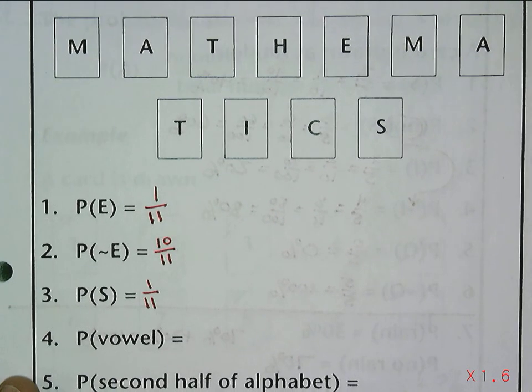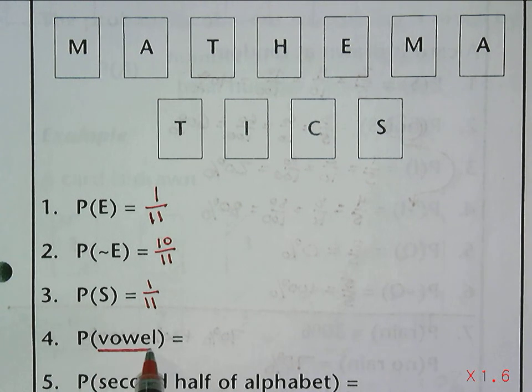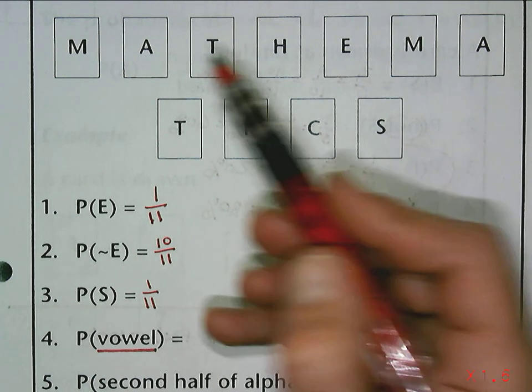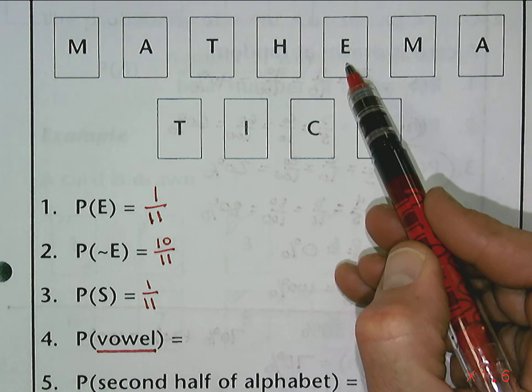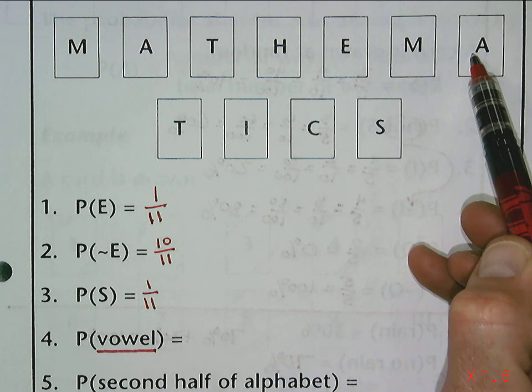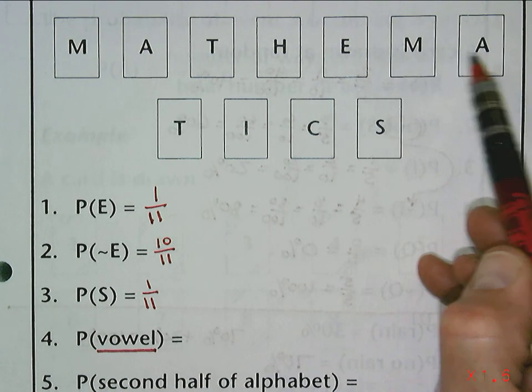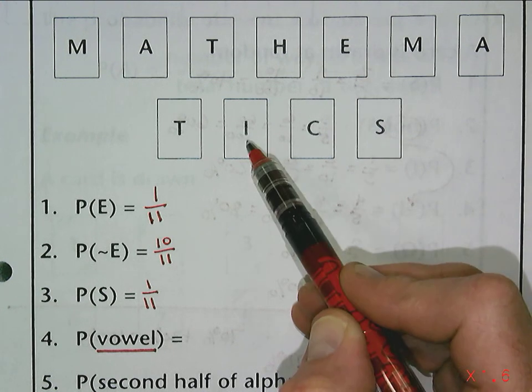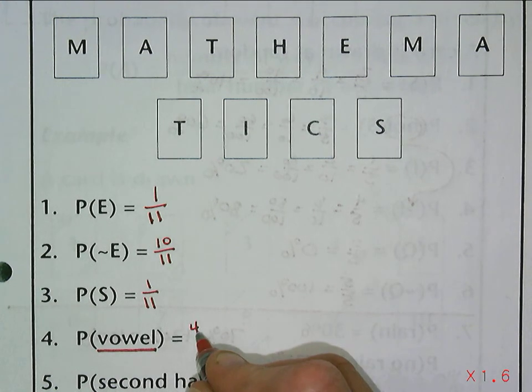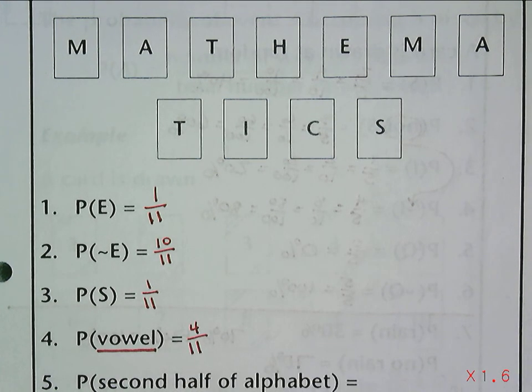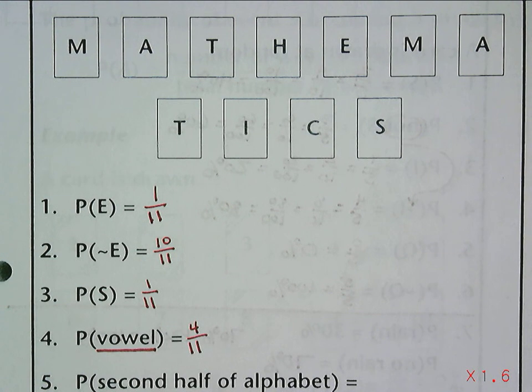Okay, now it's a little bit more challenging. We have to think a little bit about what some of these terms mean. A vowel. So A, E, A, and I. So we have 1, 2, 3, 4 vowels out of 11 cards in the deck. That would be our probability.